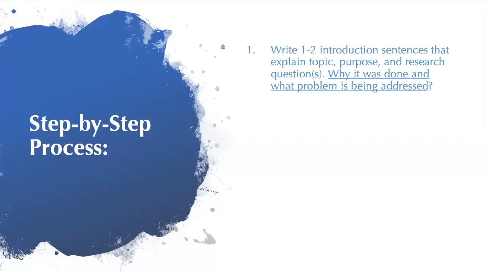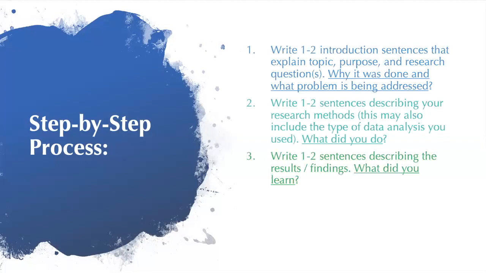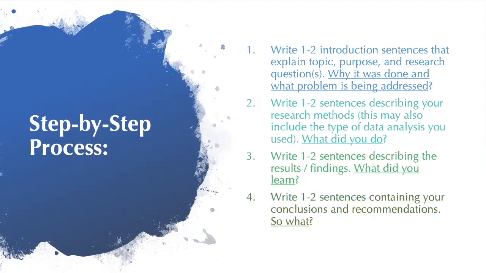So to review the step-by-step process in writing an abstract, you're going to want to begin with 1 to 2 introduction sentences that describe why the research was done and what the problem is. Next, you will tell the reader in 1 to 2 sentences the methods that you used. How did you go about answering your research question? Following that, you're going to share your findings. What did you learn from your research project? And you will include this by drawing your conclusions and recommendations. This is where you explain the so what and the broader impact of this research.